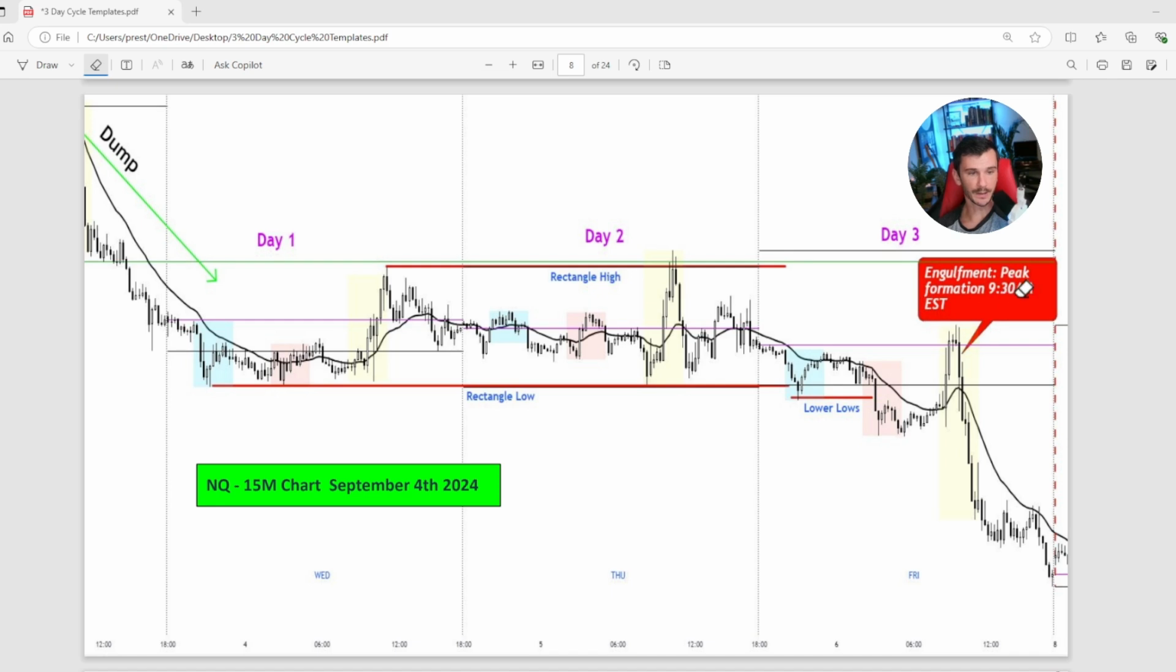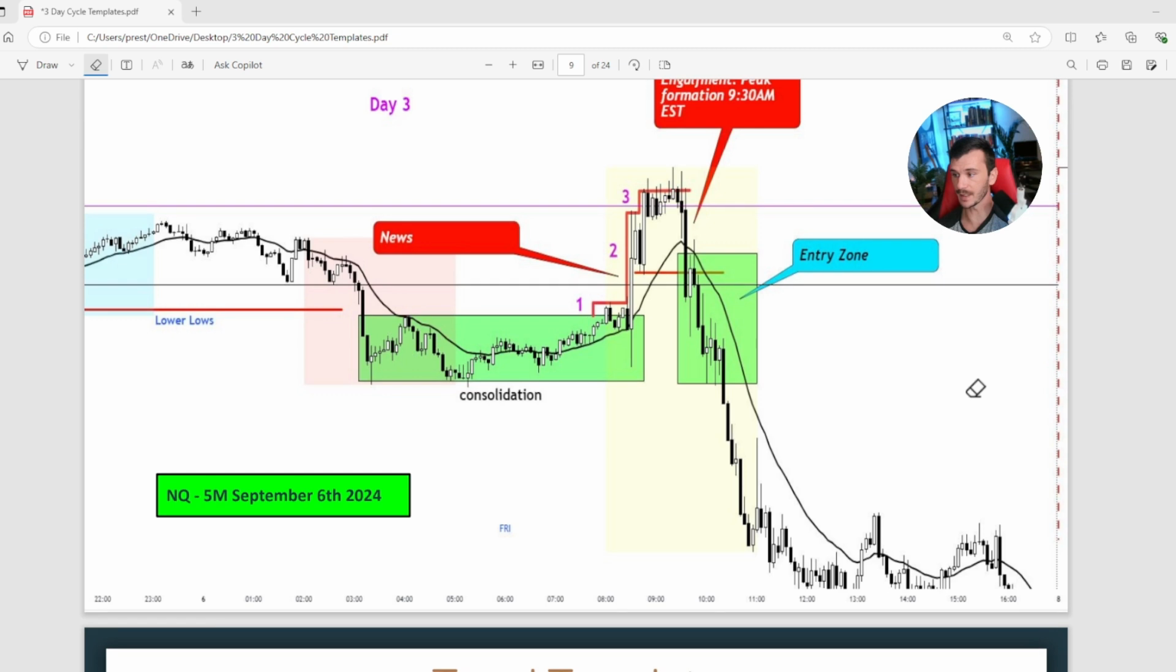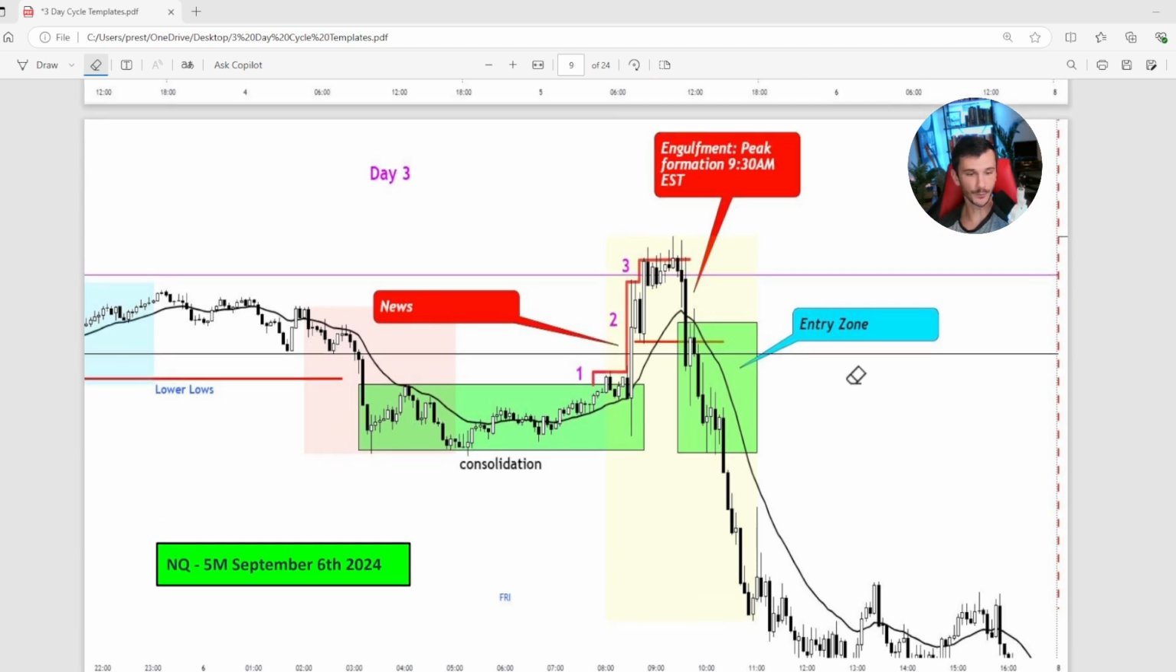So notice here the engulfment on a 15-minute chart was at 9:30 at the high of the day, peak formation high. This engulfing bar went lower than the left side or the first leg of an M, which is all really good stuff. So let's go down to the 5-minute chart example and take a look at what sort of details went into this. So remember, London had made this lower low, gone into consolidation, and then it breaks out of the consolidation for the first leg of the move back up.